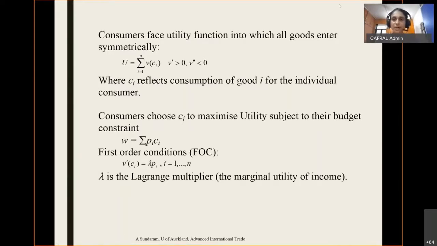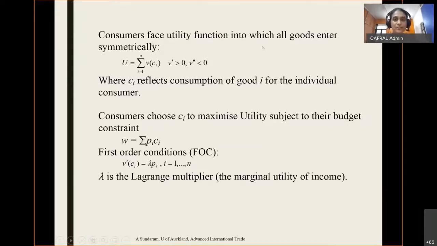So let's first talk about the demand side, and then we'll talk about the supply side. We'll put the two together, and that will give us our equilibrium. And then we can talk about the trading equilibrium. So we're starting with autarky, defining the autarky equilibrium, then we'll open it up to international trade, right?